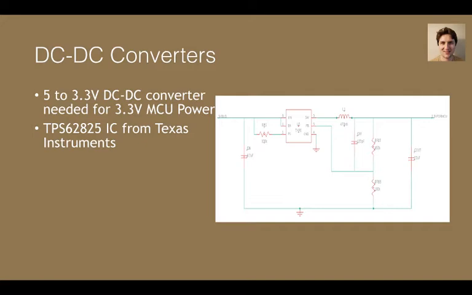The 5 volts to 3.3 volts DC to DC converter was supposed to take the output of the 9 to 5 converter and step it down further for use by the MCU.